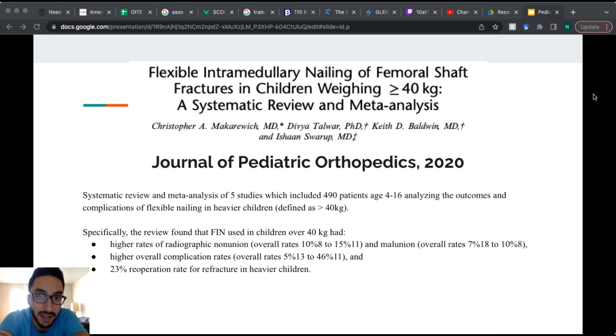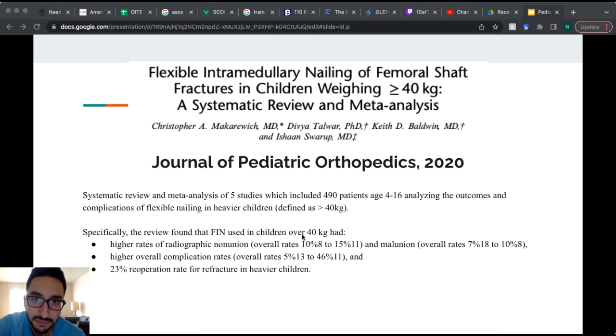They found that flexible nailing in children over 40 kgs had higher radiographic non-union and malunion, higher overall complication rates, and a 23% reoperation rate for refracture in heavier children. Now, this is important because the AAOS acknowledged that flexible nailing in patients greater than 49 kgs has poor outcomes, but again, this study suggests a tolerance of 49 kgs might be too heavy. Some of the literature also mentions using stronger flexible nails like stainless steel versus titanium, but there are no formal studies comparing the outcomes of stronger stainless steel nails to more flexible titanium nails. So this is just some food for thought.